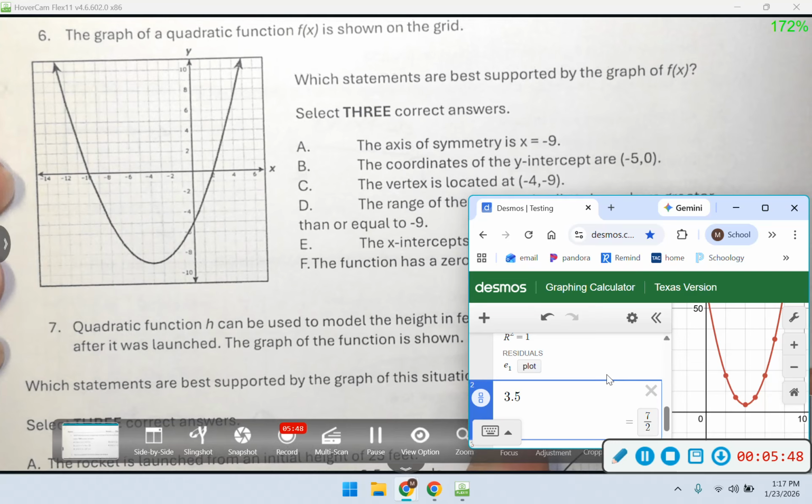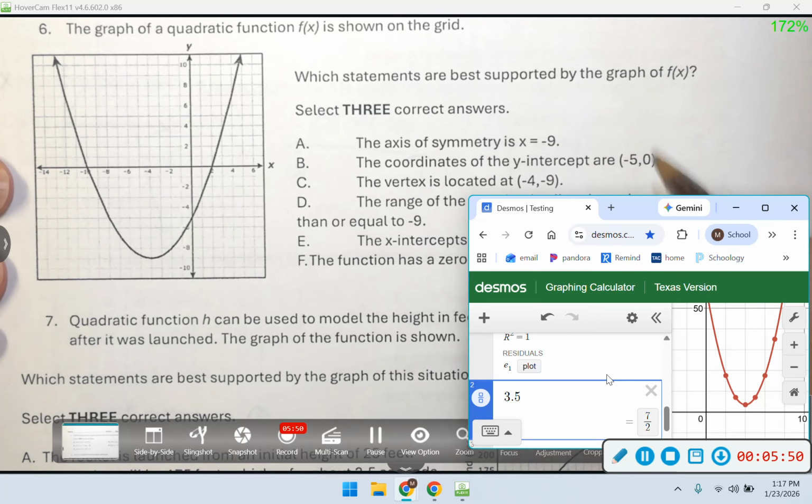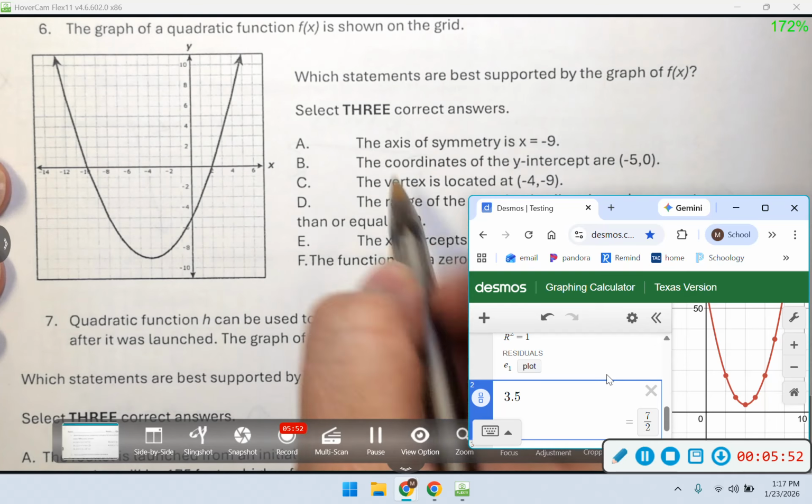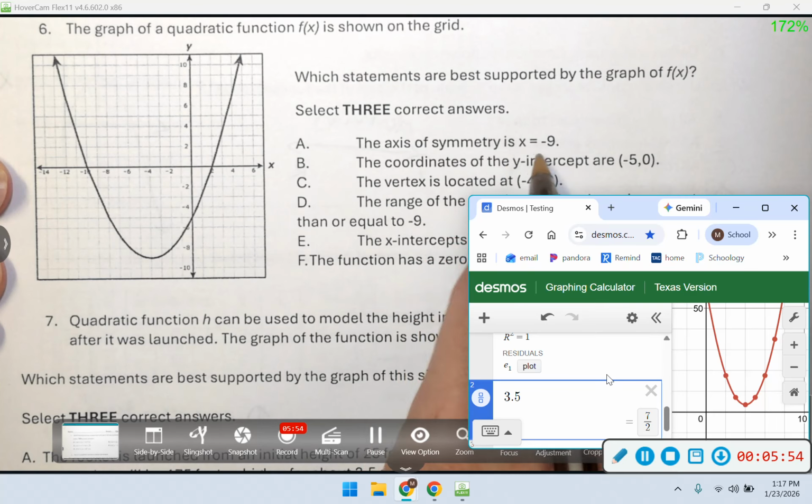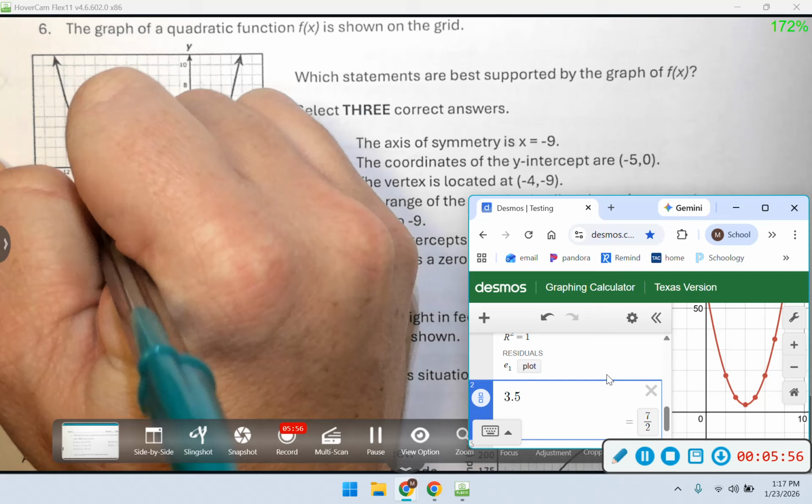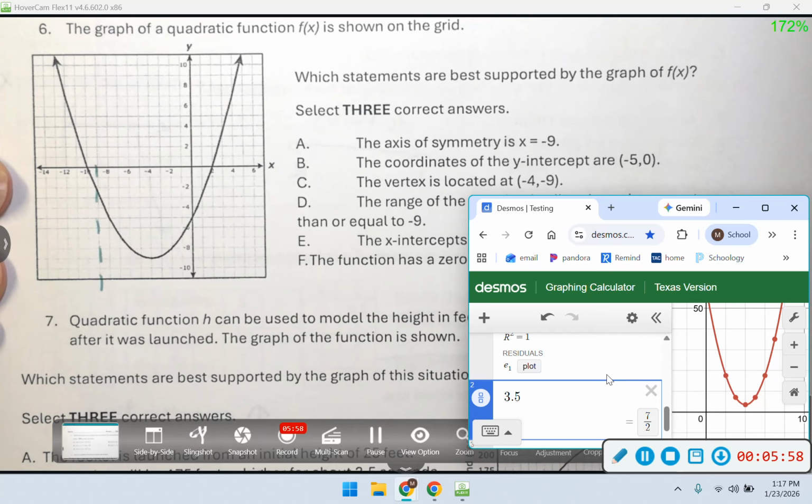Okay, number 6. It says, which statements are best supported by the graph? It says the axis of symmetry is x equals -9. So x equals -9 means it would be cut in half right here, which is not true.